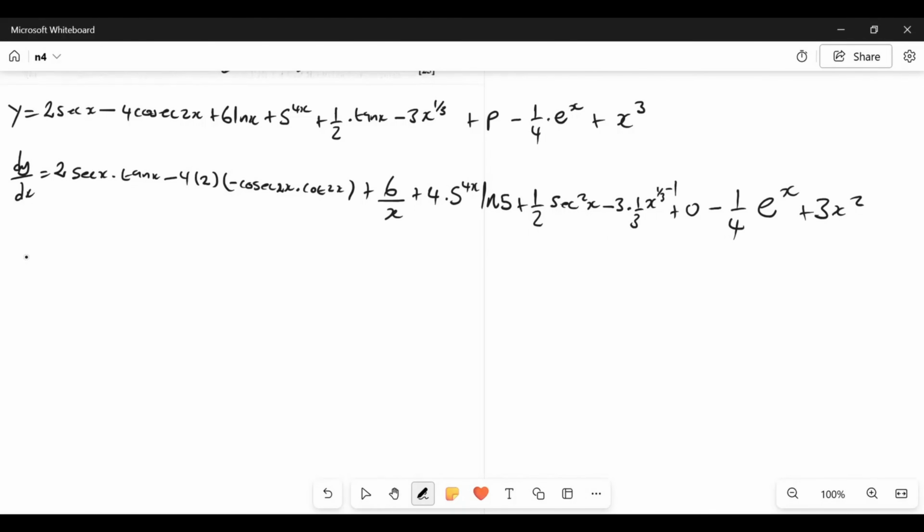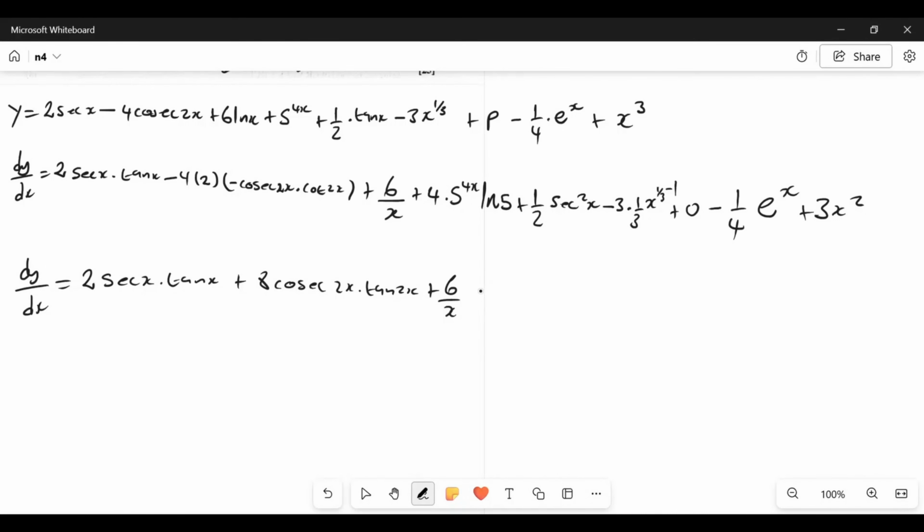There we go. So we are not completely done. We need to simplify each and every term. So let's do it. We have dy over dx, right? The first term is simplified. We're just going to write it as 2 sec x multiplied by tan x. There we go. And then the second term, we have negative 4 multiplied by 2 multiplied by cosec 2x cot 2x. So this is going to be minus 8 cosec 2x multiplied by cot 2x. There we go. Nothing is changed there. It's 6 over x. There we go.